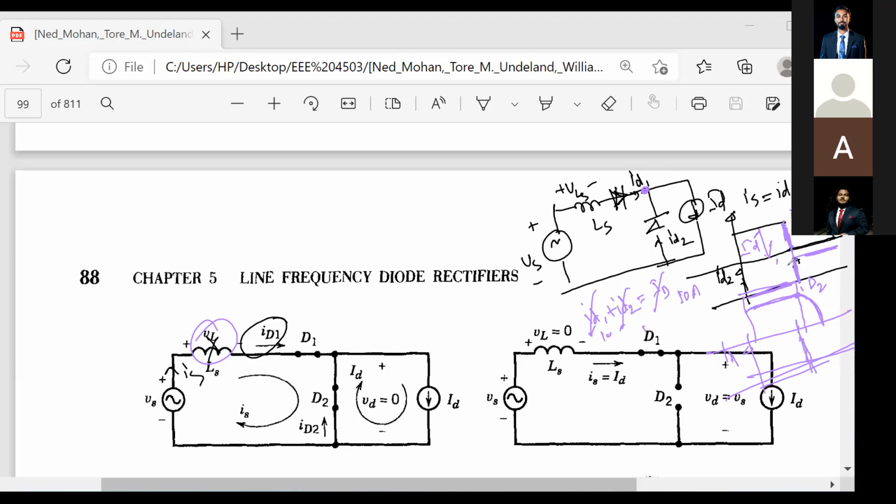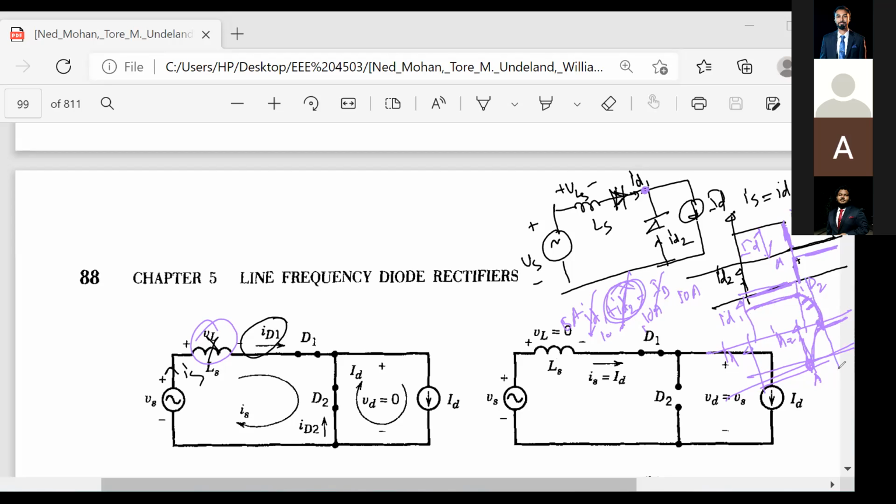Here, if I plot ID2, this is pi, right? 0. And then it is decreasing, right? Suppose it is, say, in the middle, ID1 equal to 5 ampere. Then what should be your ID2? 5 ampere. 5 plus 5 must be equal to 10. So when ID2 reaches 10 ampere, all current is being carried by ID2, then what should be the value of your ID1? 0, right?